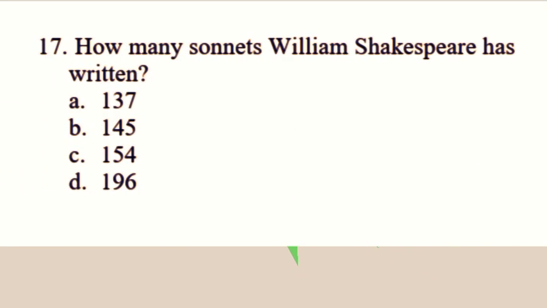Question number 17. How many sonnets has William Shakespeare written? The options are A, 137, B, 145, C, 154, and D, 196. The right answer is option C, 154. So Shakespeare has written 154 sonnets.